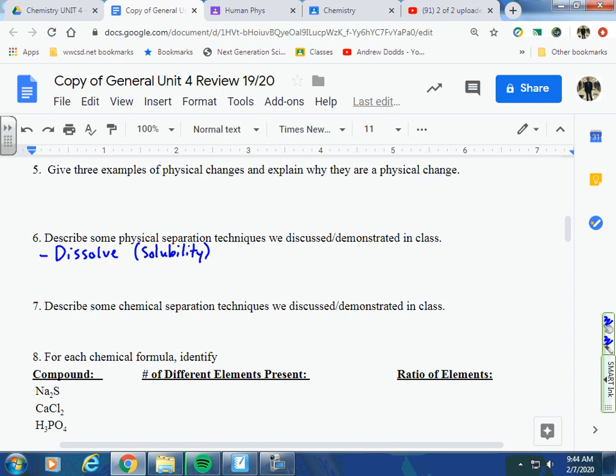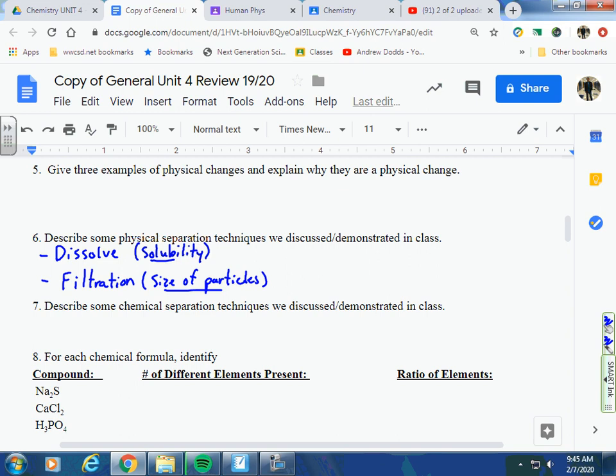All right. Another thing we can do is we can filter things. So we call that filtration. So we use some kind of filter that lets some particles through and not others. And so filtration is based on the size of the particles. So I'm putting this down because it's important to know what method of physical separation you would use to separate two things.